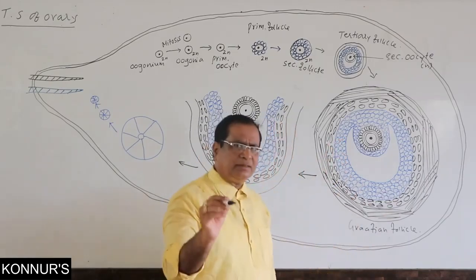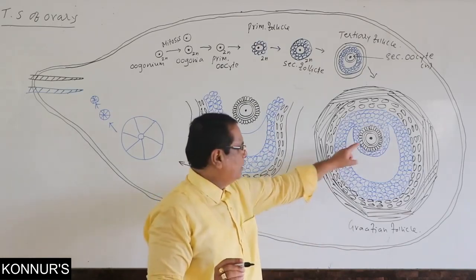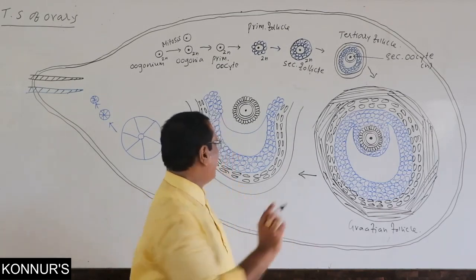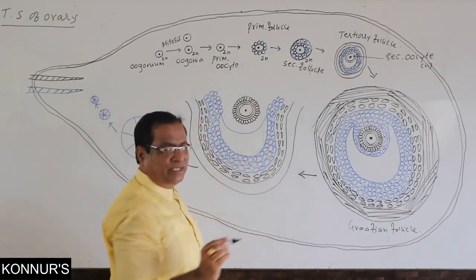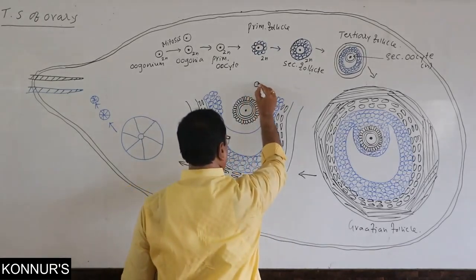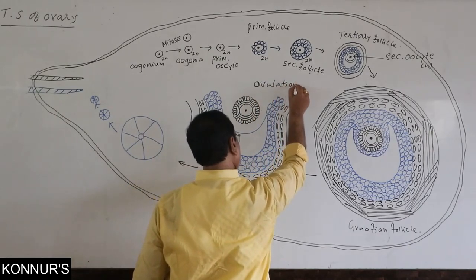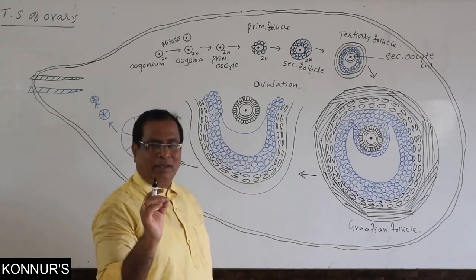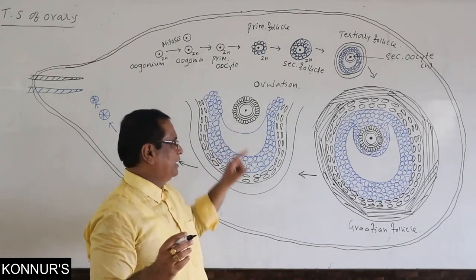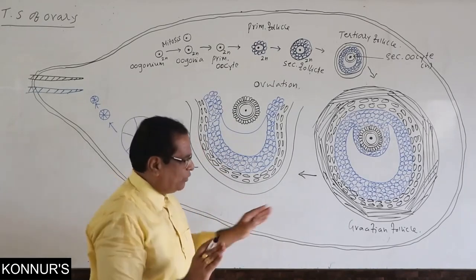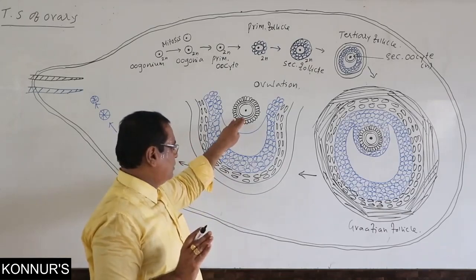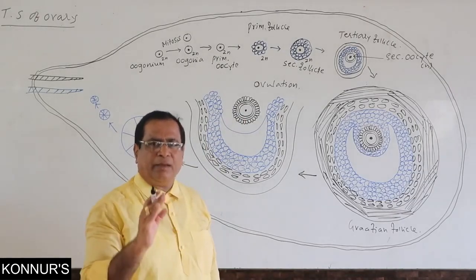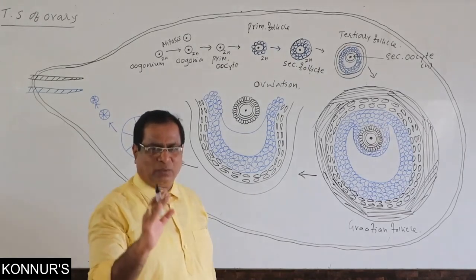And on the 14th day of menstrual cycle, this Graafian follicle bursts and release of secondary oocyte takes place. This is said to be ovulation. Release of egg or ovum or secondary oocyte. Usually it is taking place by the bursting of Graafian follicle, and this process is named as ovulation. That ovulation takes place on 14th day of menstrual cycle.